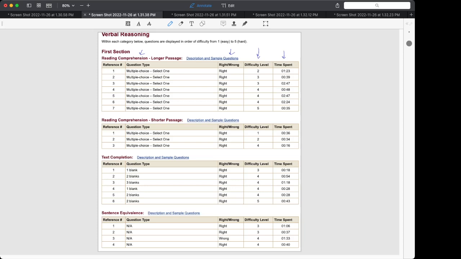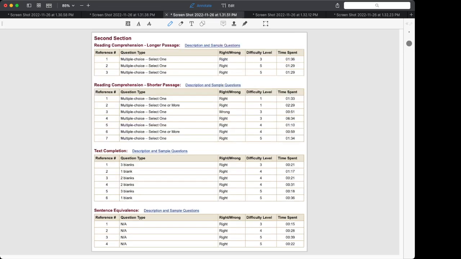So you can see the only thing I got wrong in the first verbal section was this pesky sentence equivalence. I probably had trouble with it. You can see how long I spent on it, but whatever. Not anything here. Most people aren't going to get a lot of tremendous information unless their mistakes are clustered in a certain question type. And even then, it might not be the skill so much as the difficulty level of the question.